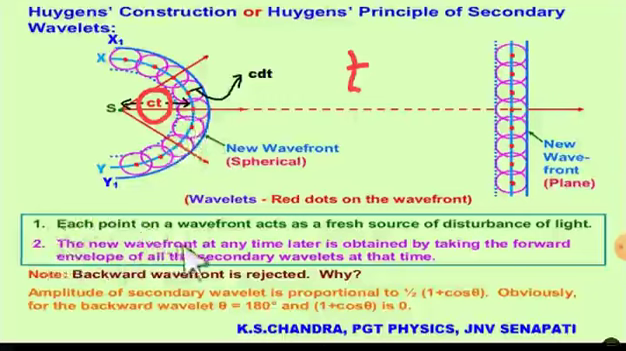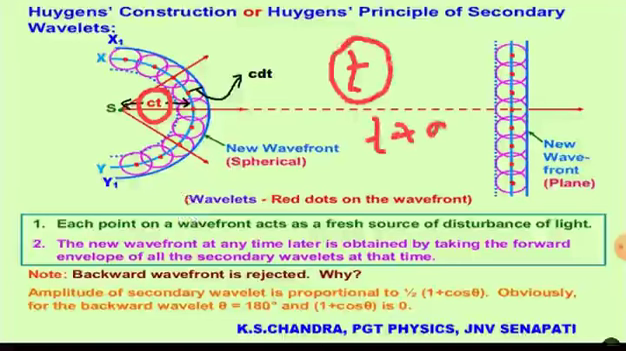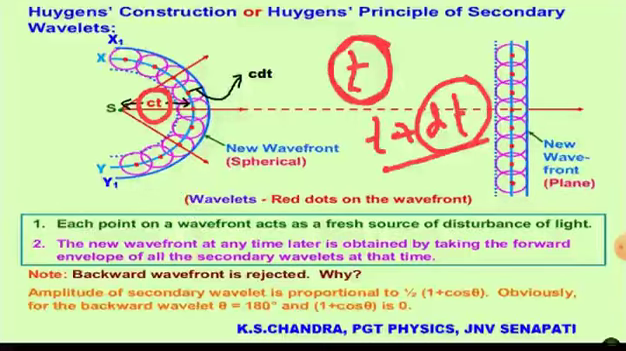The new wavefront at any time later is obtained by taking the forward envelope of all the secondary wavelets at that time. That means what? You take it at some later time. This was the first instant. Now let's take it at some later instant of time, that means after a time of dt from this t. That means the time will be t plus dt, right?